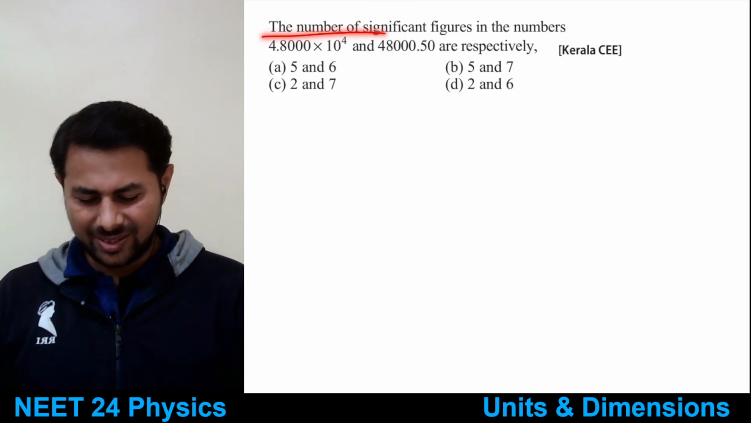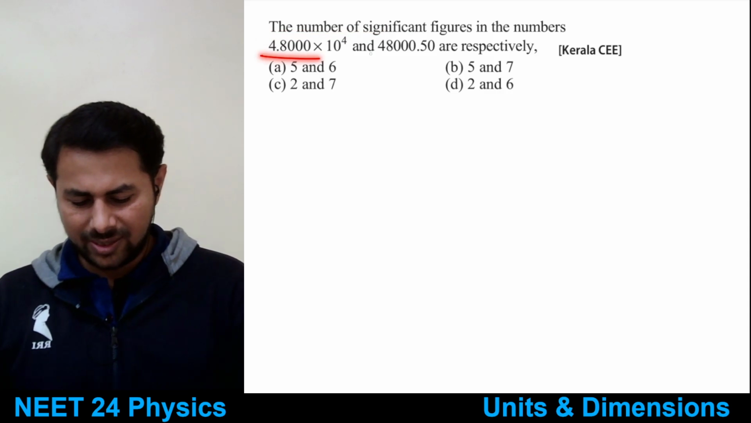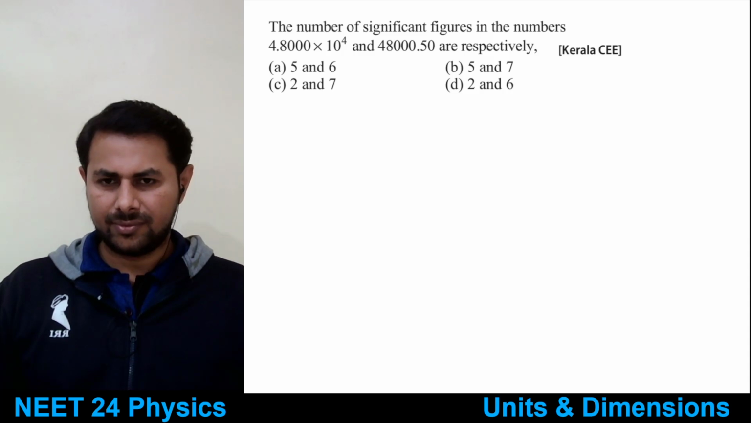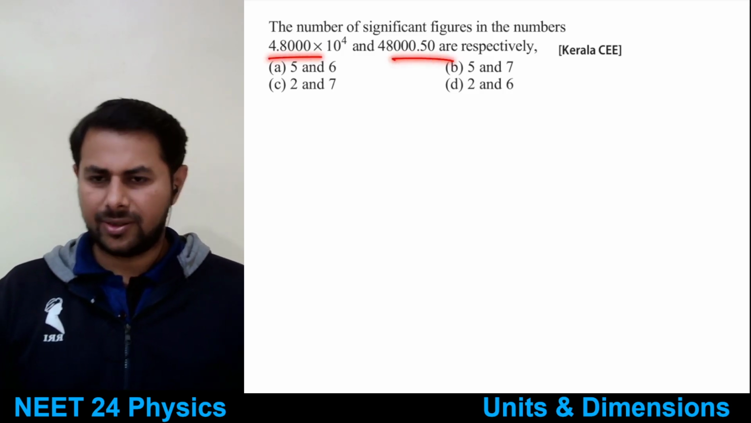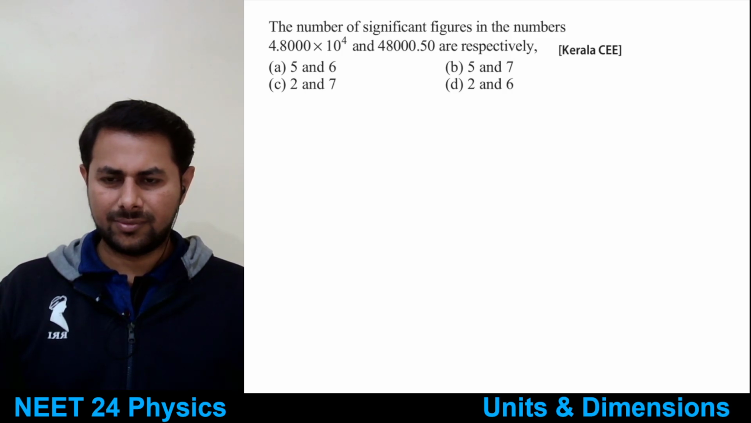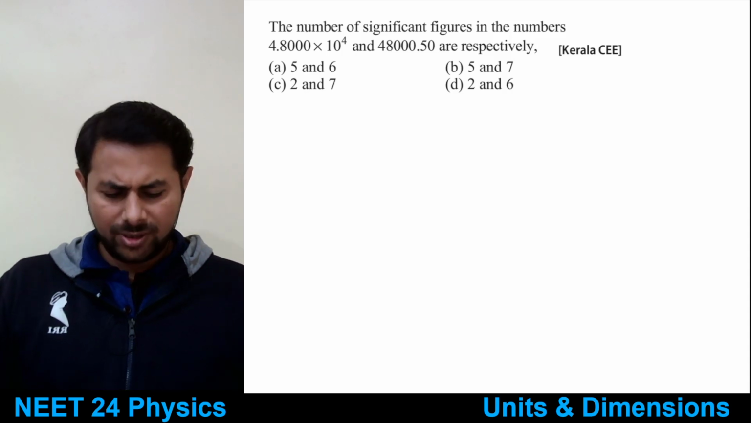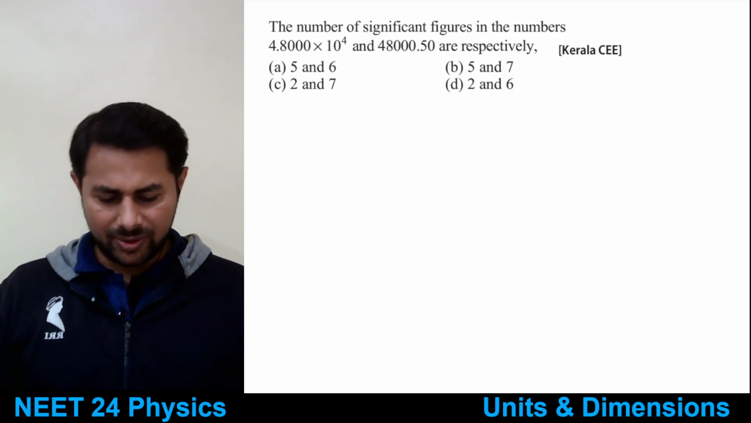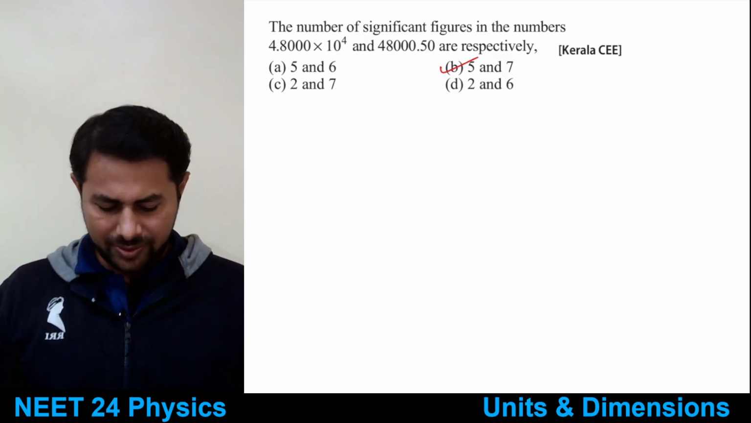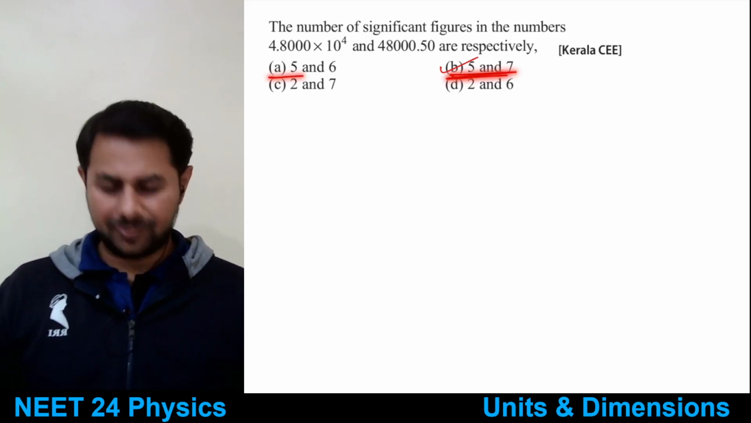Let's see the next one. The number of significant figures in the numbers, this one and this one. Tell me. How many significant digits are there in this one and this one? This is very, very simple. It's option B. Everybody is saying very good. 5 and 7. Good. 5 and 7. Very good. So it's option B.